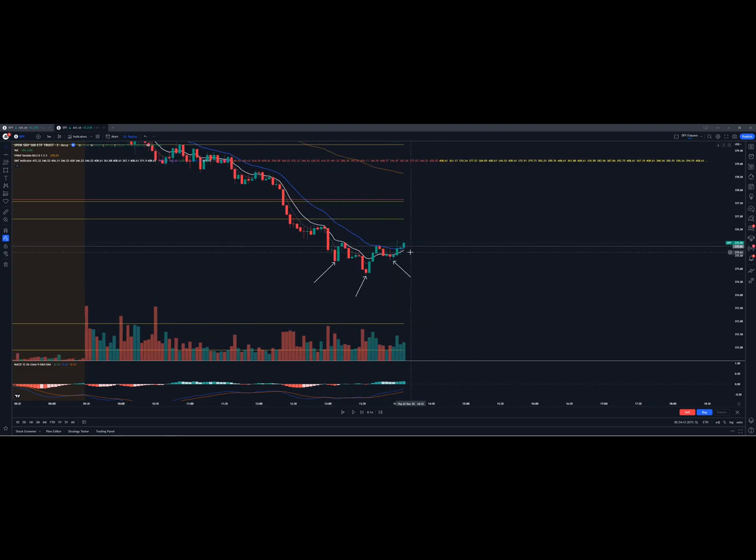We see this inverse head and shoulders. We also see some other things that are a good indication of a reversal. So we're seeing the 9 and 21 start to curl. We're starting to see some increasing buy volume here. We're starting to see a green MACD and a formation of this pattern.